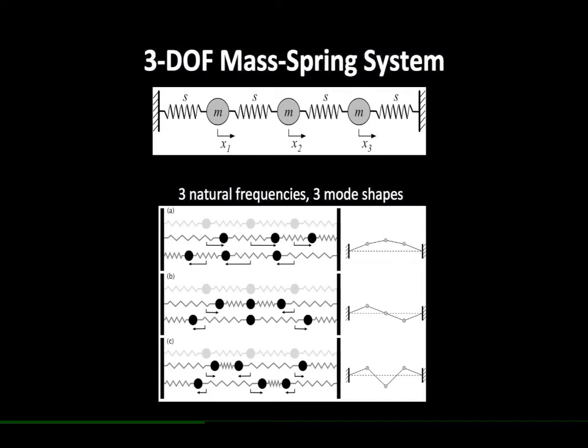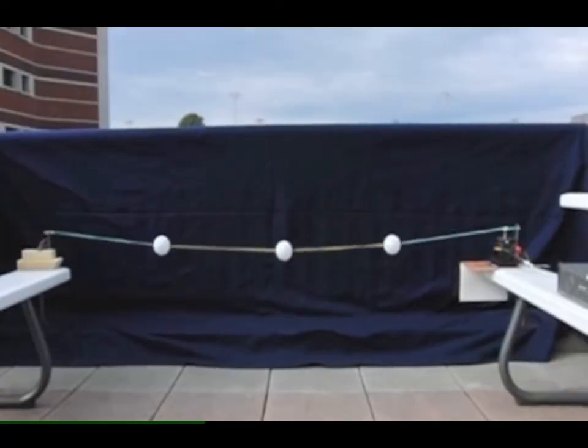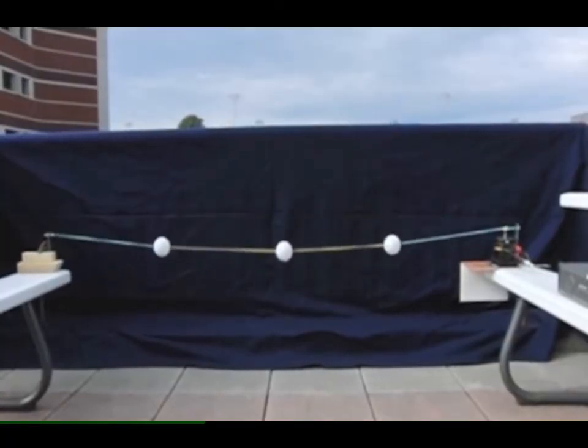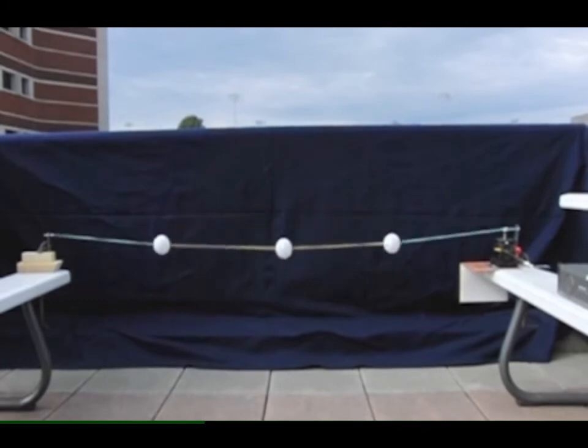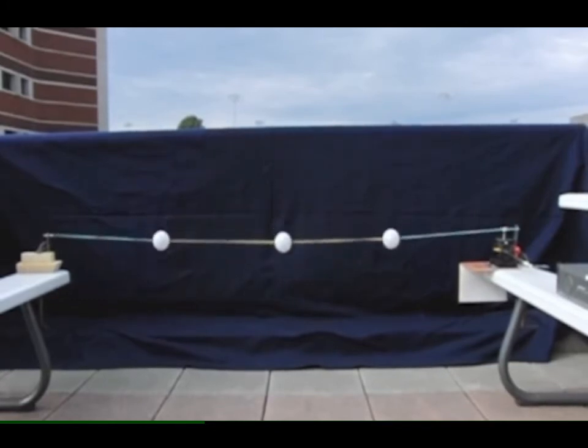A 3 degree of freedom mass-spring system has three natural frequencies and three mode shapes. In the first mode shape, all three masses move in the same direction at the same time, with the center mass moving slightly farther than the outer two.